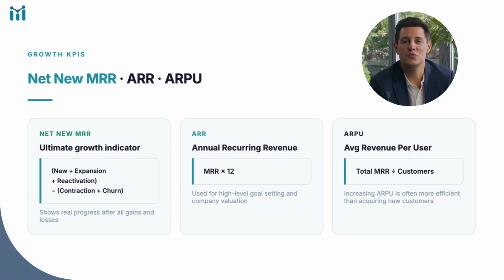ARR, or annual recurring revenue, is your MRR projected over a year, used for high-level goal setting and company valuation. ARR equals MRR multiplied by 12. ARPU, or average revenue per user, is the average amount a single customer brings in each month. Increasing this is often a more efficient growth strategy than finding brand new customers.